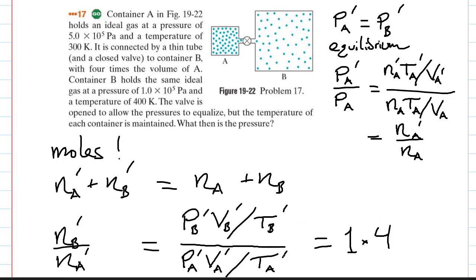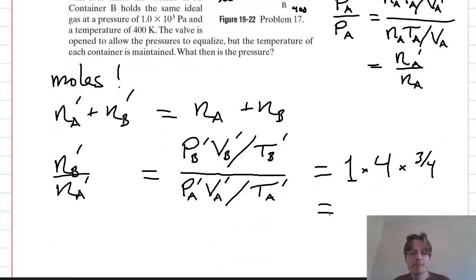And I know that the temperatures stay fixed. TA stays at 300, while B stays at 400 throughout the process. So A over B is always 3/4. And that means in the final state, B has exactly 3 times the amount of gas as in A. That's at the end. The point of this is now I know that NB prime is 3 times NA prime. And I could plug that in on the left side here for the total moles, and now I'll have an expression that involves only NA prime.